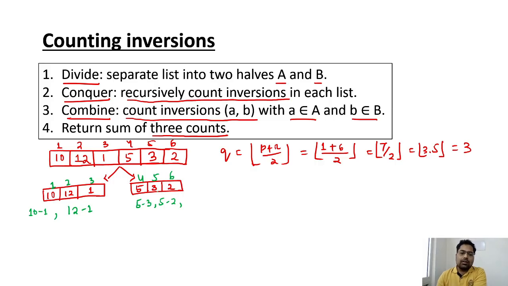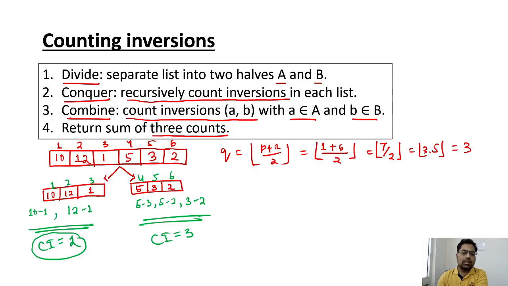Next, the i value is incremented to 5 instead of 4. Now we got 3, 2. These are the inversions. So here the counting inversions we are getting is 2, and here the counting inversions we are getting is 3. Okay, so here it is 2, here it is 3. We just divided and we have done it.